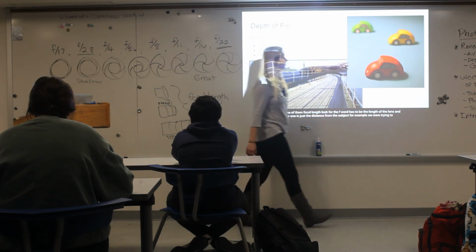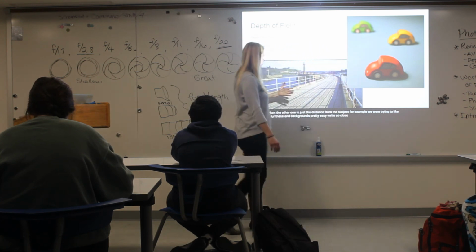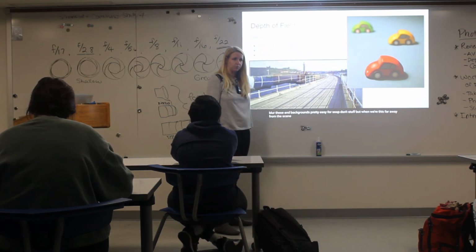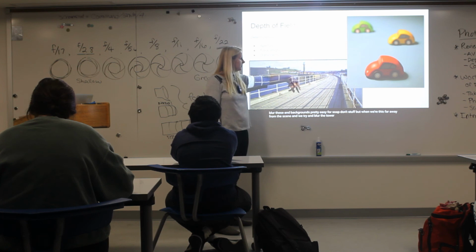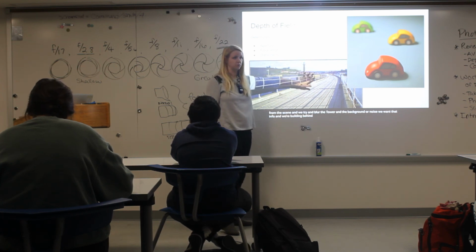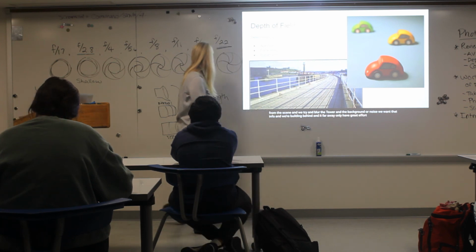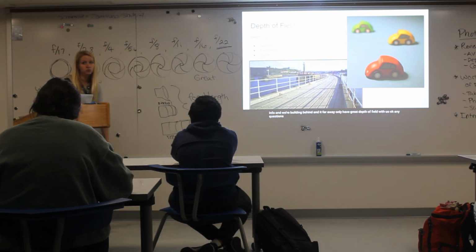For example, if we were trying to blur these in the background, that is pretty easy because we're so close up. But when we're this far away from the scene, if we try and blur the tower in the background, or no wait, we want that in focus and blur the building behind it, we're not going to be able to do that because it's too far away. We can only have great depth of field at that distance. Okay, any questions so far?